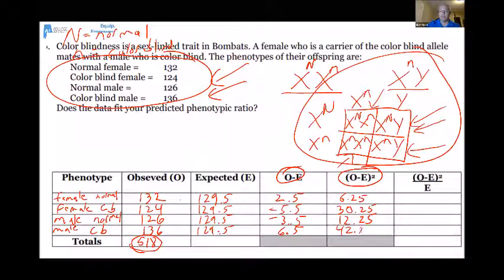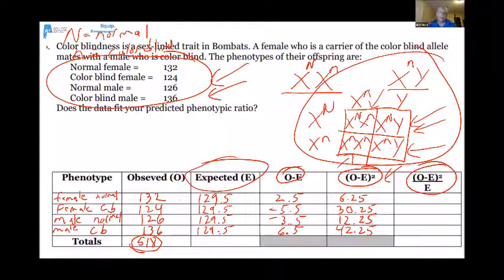All right, finish this up in the last column by dividing the previous column by E, by the expected value. So that would mean in my first row, it's going to be 6.25, this cell, divided by the expected value of 129.5. And that gives me 0.048. Always carry this out a couple more decimal places than what you have in your problem. You can always round it at the end.